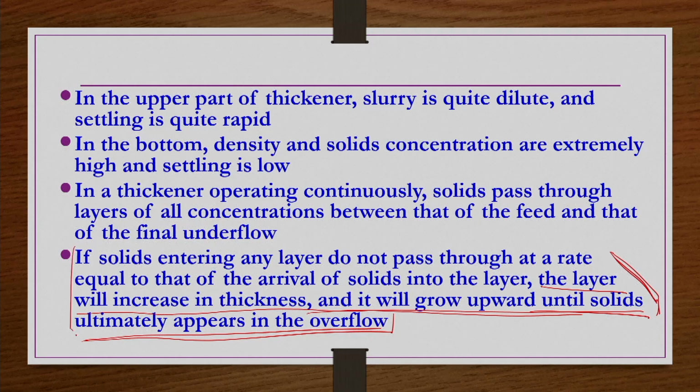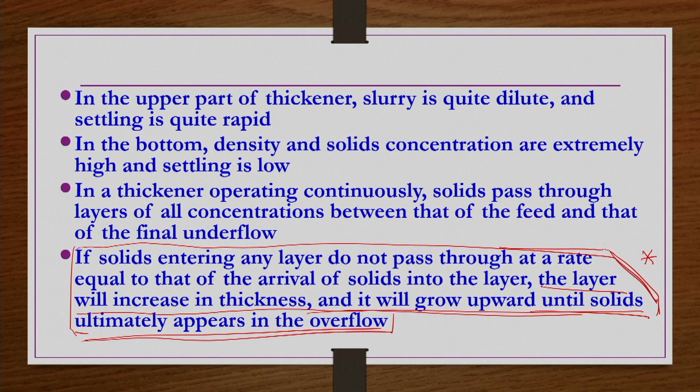This work is based on this criterion, and from this point they have taken a kind of rate limiting layer. So, if solids entering any layer do not pass through at a rate equal to that of arrival of solids into the layer, it will obviously increase in thickness and grow upward, which we do not want. And how long will it grow? It will go until the solids ultimately appear in the overflow, which also we do not want. We want solids to be in the underflow, in the sludge only. In the overflow we want clarified liquid.